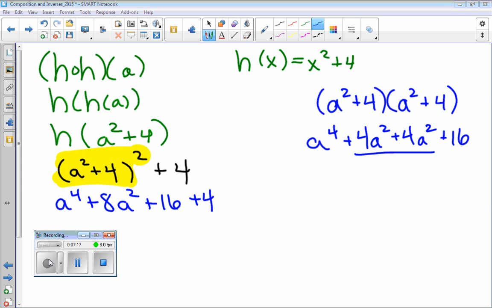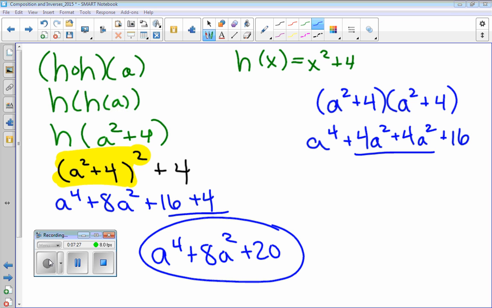And then I still have that plus 4. So that's where the 20 came from. So my final answer was this. Okay? So again, if you left your answer where I have it highlighted, that will get you partial credit because you did show that you composed them. You just didn't simplify all the way. Right. Okay? Any other questions on 34?